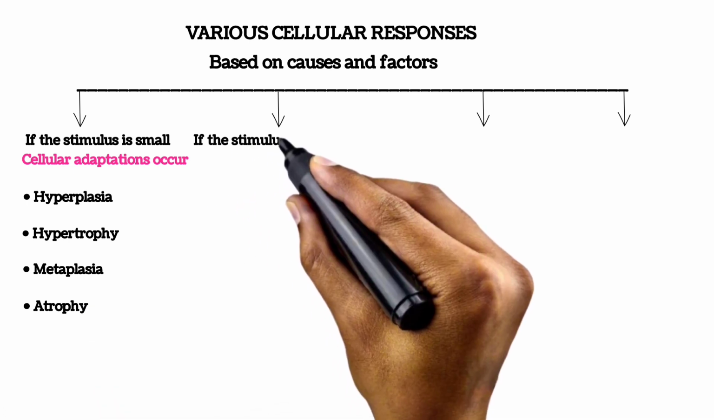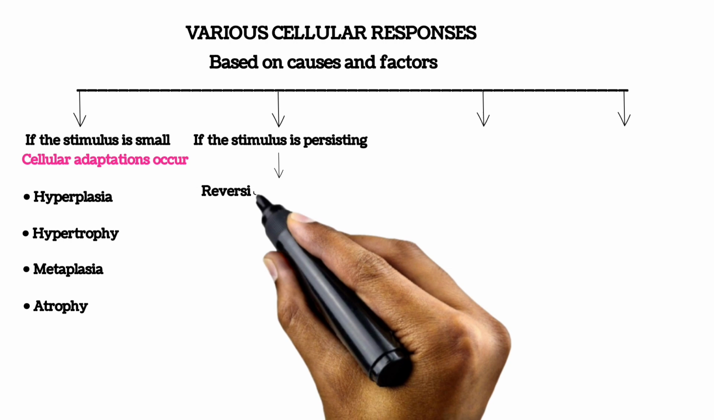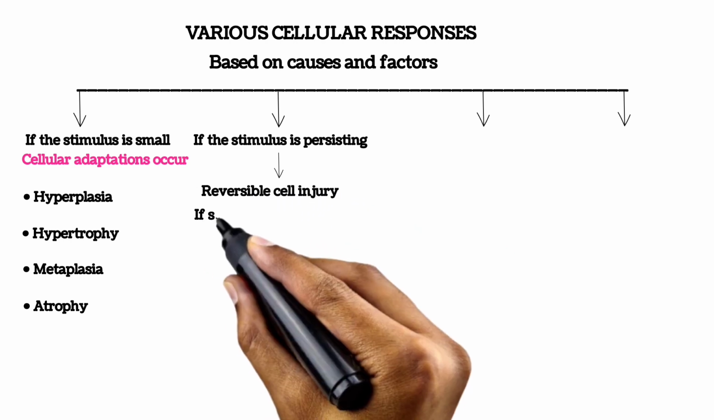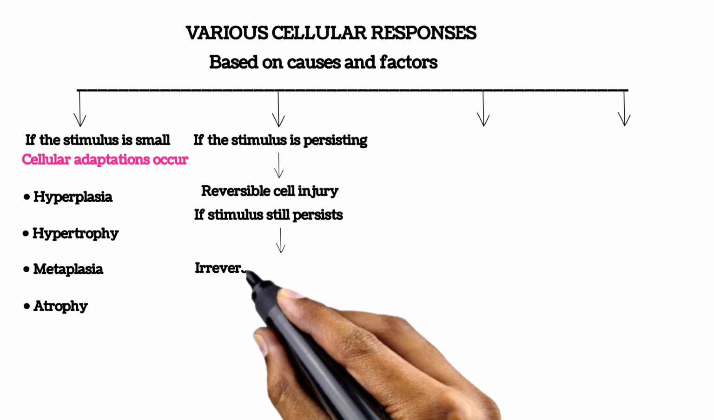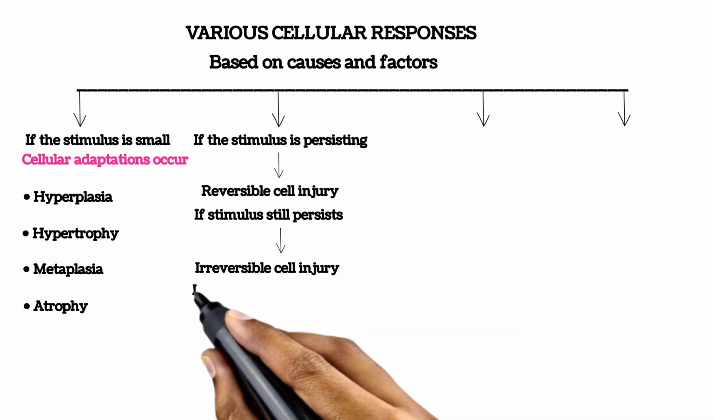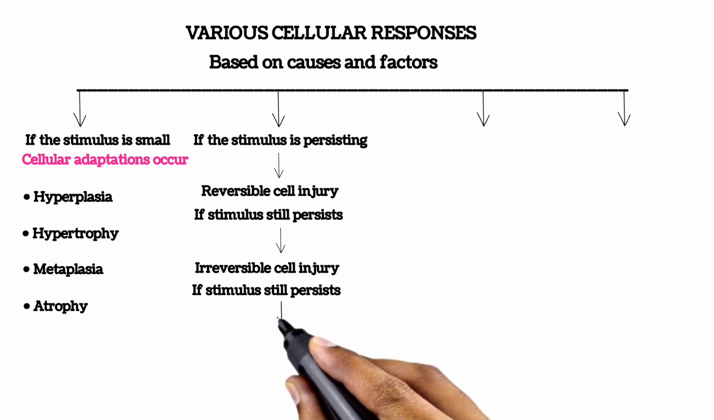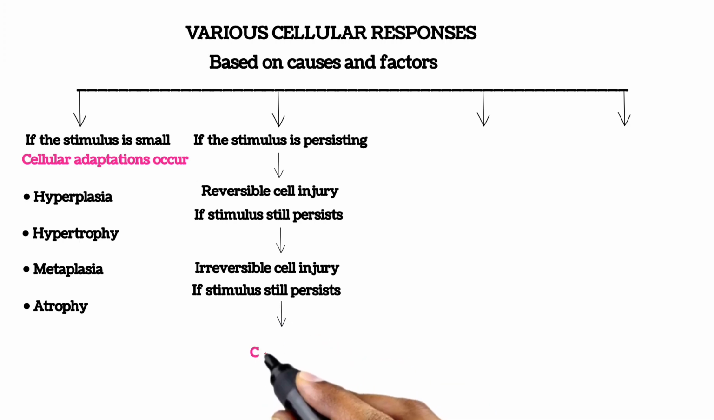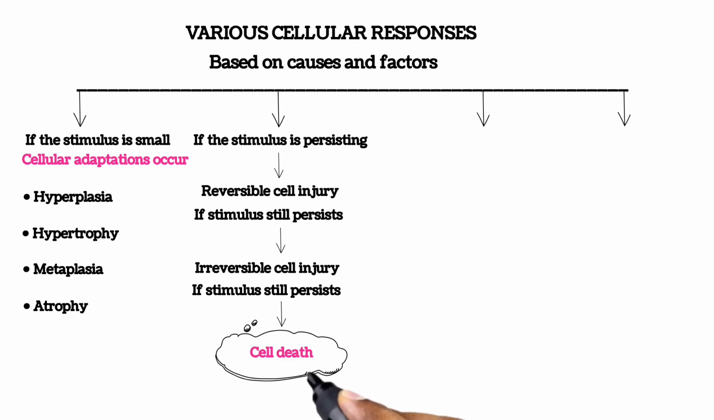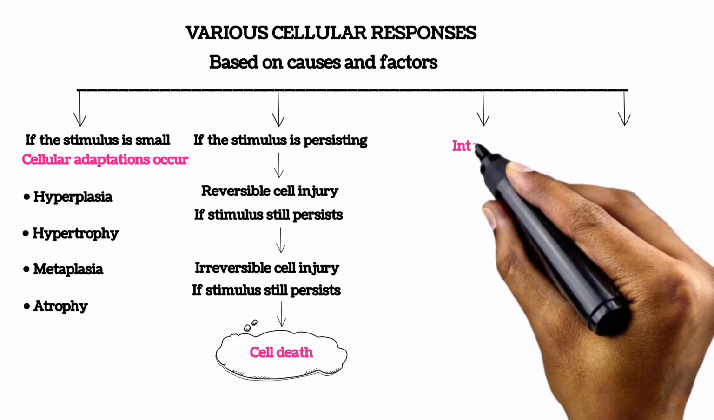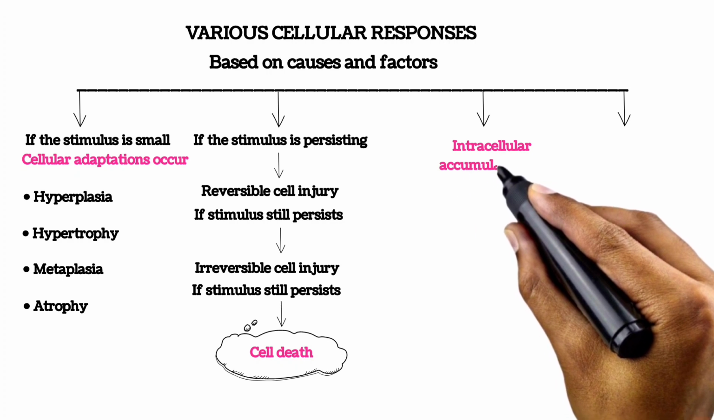The second is if the stimulus is persisting, then it will first result in reversible cell damage. And if the stimulus keeps on persisting on and on, it will result in irreversible cell injury, and ultimately there will be cell death. We will discuss the topic of cell death and all its patterns in detail separately. Then the third one is intracellular accumulations, and the fourth is pathological calcification.